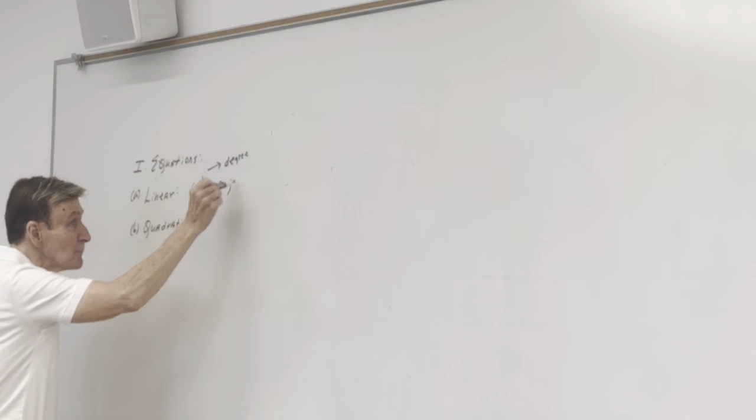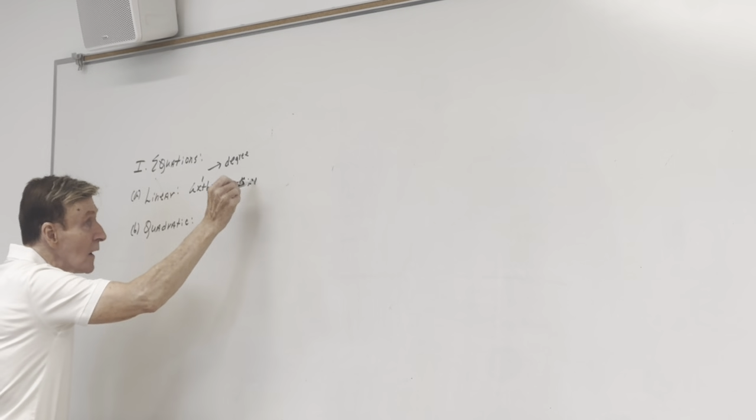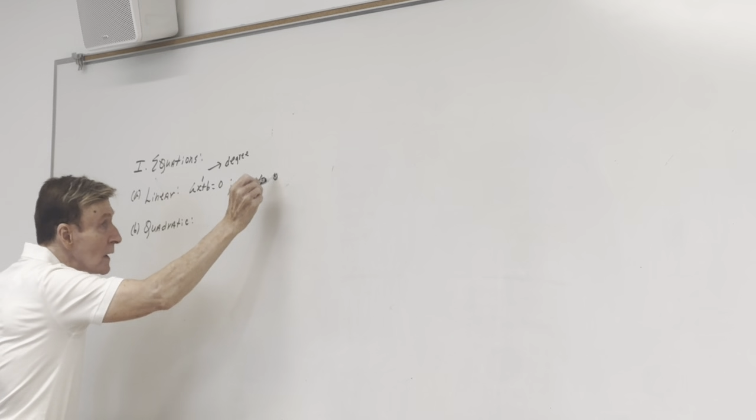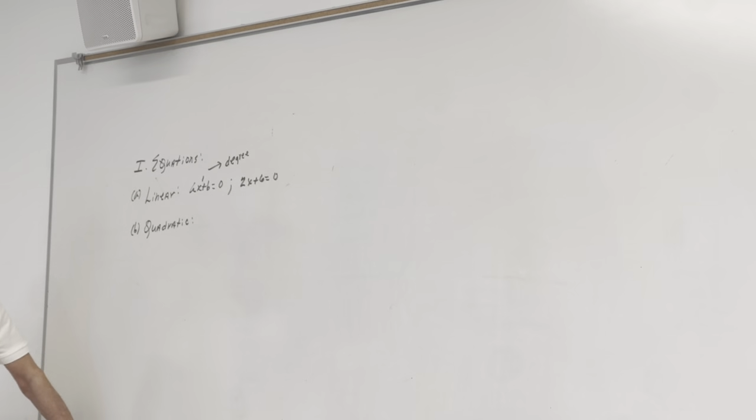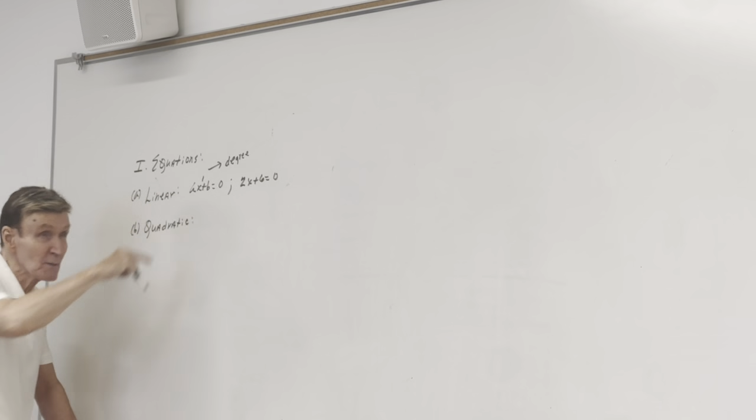Like this, I saw back in middle school. That's linear. Now how many answers am I expecting if I solve that? One. That's what the degree tells me. It tells me to expect one. That right there tells me before I even start.